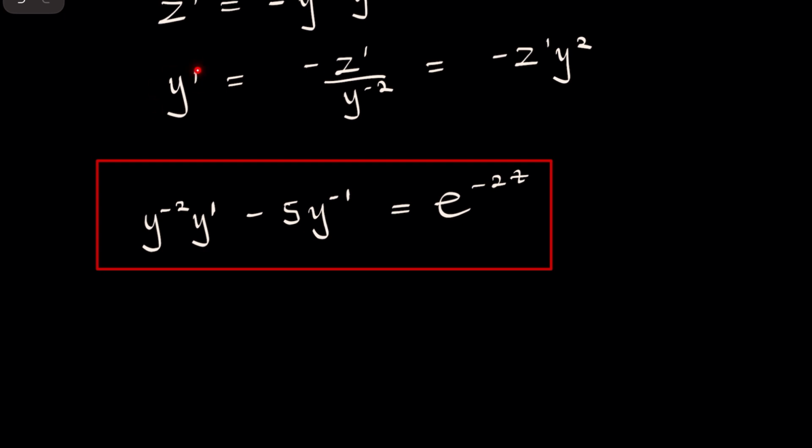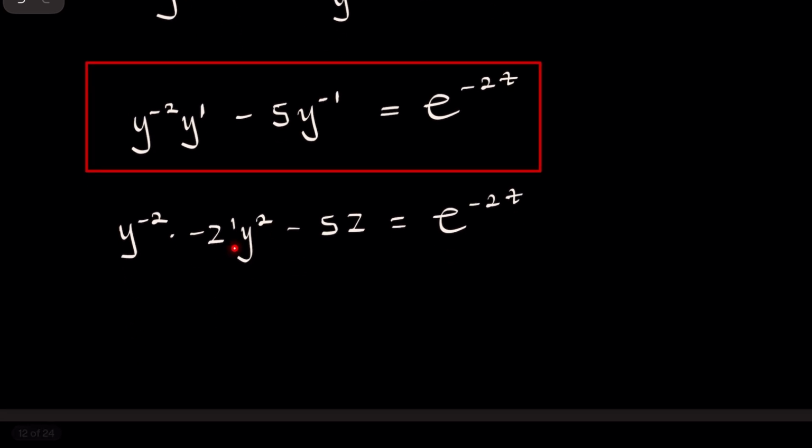So now we substitute y prime is equal to minus z prime y squared into this given differential equation. And so we are going to have y to the minus 2 times y prime, but y prime gives us minus z prime y squared. So that's going to give us minus z prime y squared, then minus 5, y to the minus 1 is z, and so here is minus 5z is equal to e to the minus 2t. And so these two guys will go to 1, so that will give us minus z prime minus 5z is equal to e to the minus 2t.